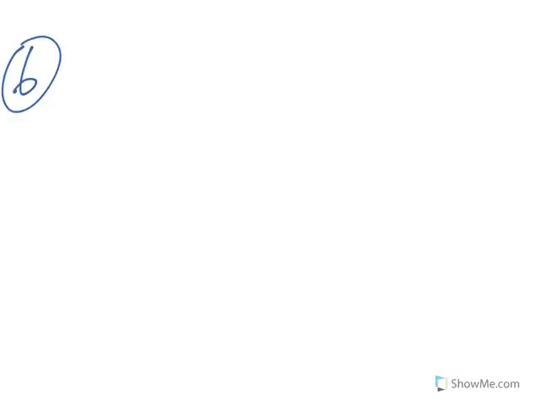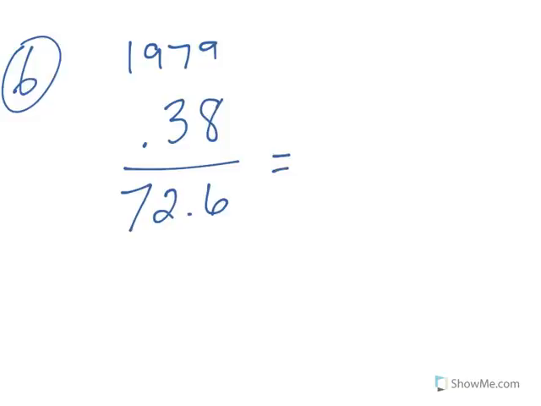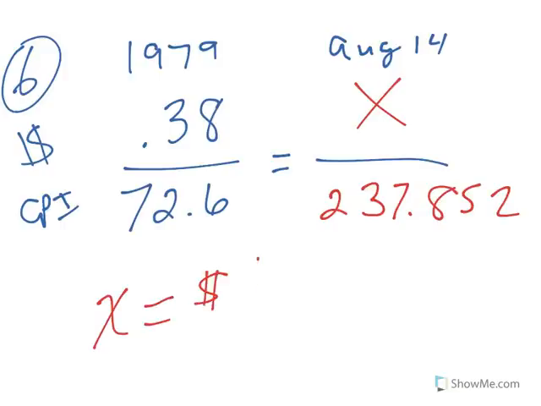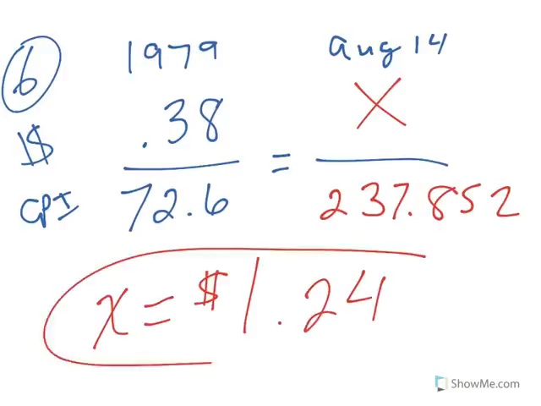Number 6, in 1979, so I get right down my year, McDonald's hamburger cost 38 cents. So 38 cents, I'm going to go ahead and look up my CPI, and I notice it's 72.6. Again, CPI on the bottom, dollars on the top. What am I comparing that to? August 2014. So, in August 2014, I can use my same CPI from the previous problem, 237.852, and I notice that hamburger now would be $1.24, which kind of makes sense because think about the dollar menu, right? You can get a hamburger on the dollar menu, so it's pretty much staying with inflation.